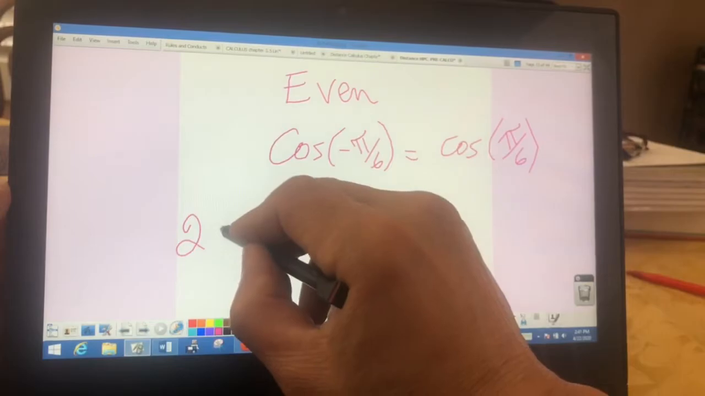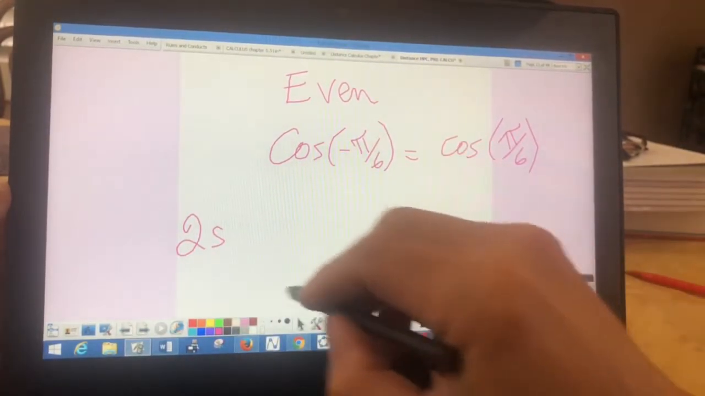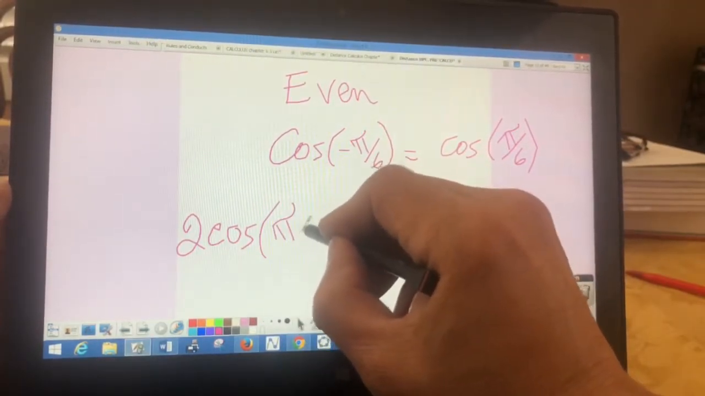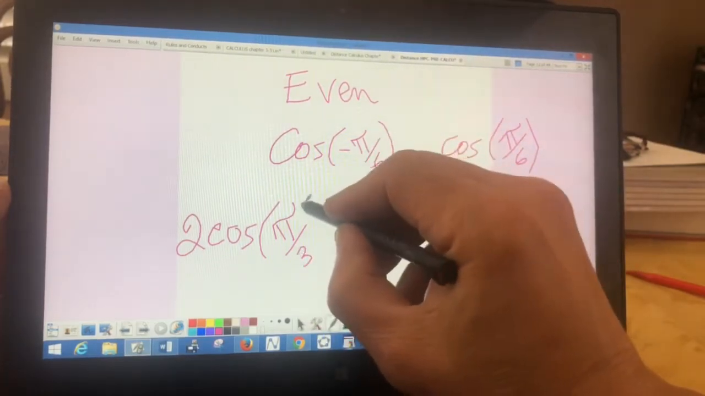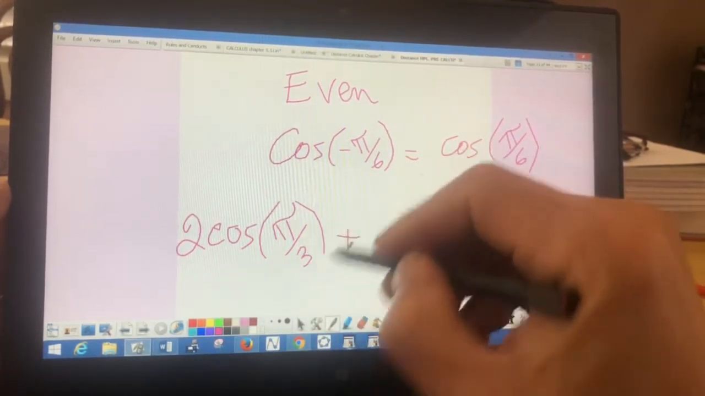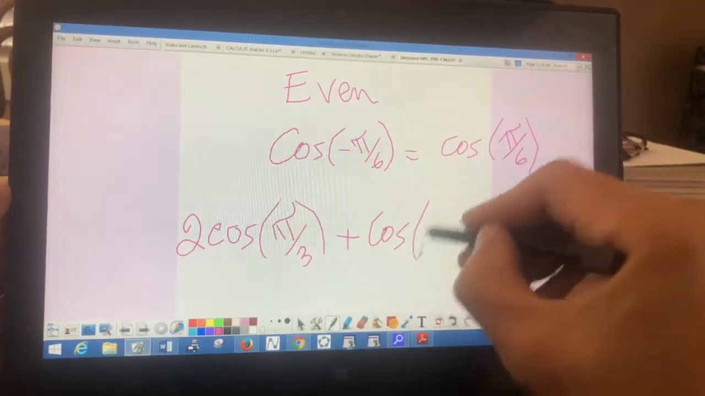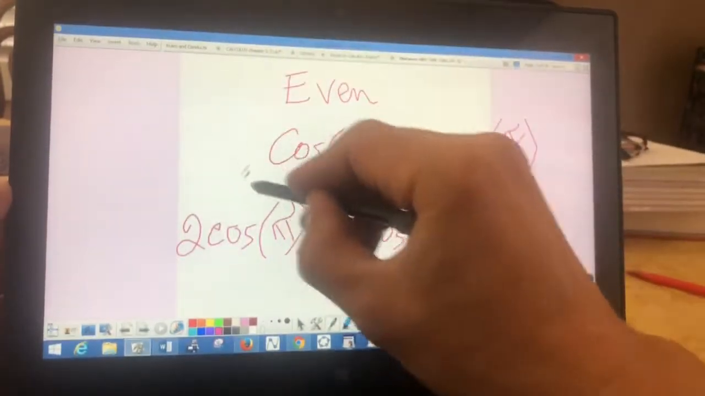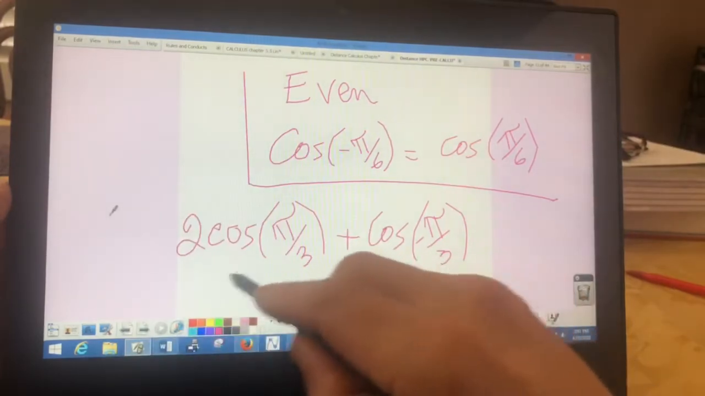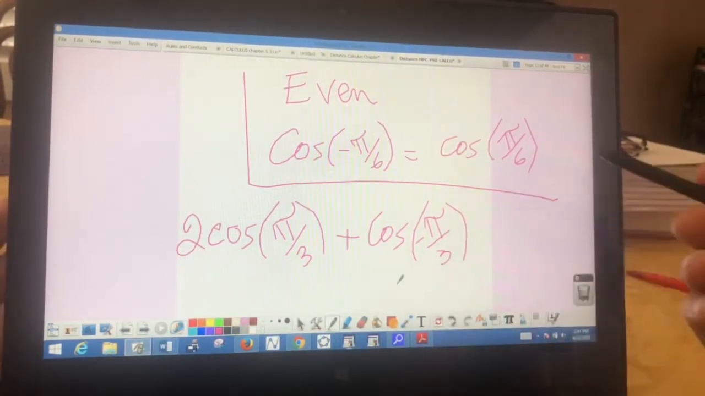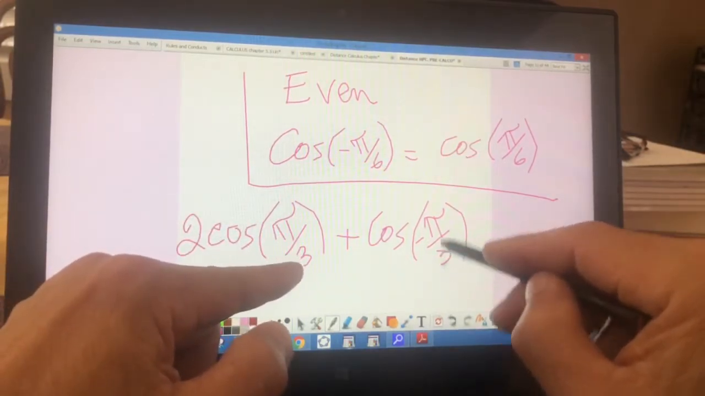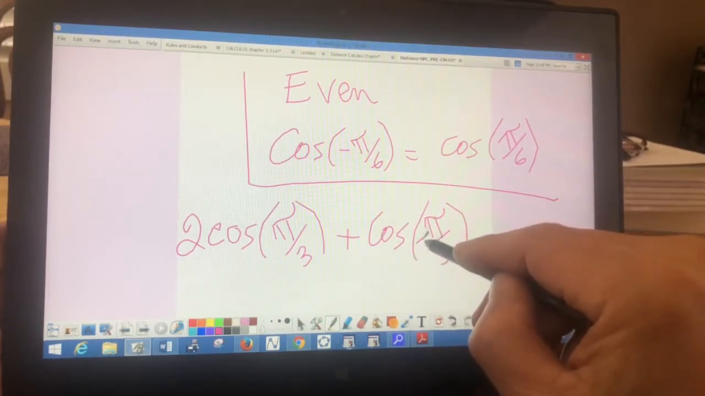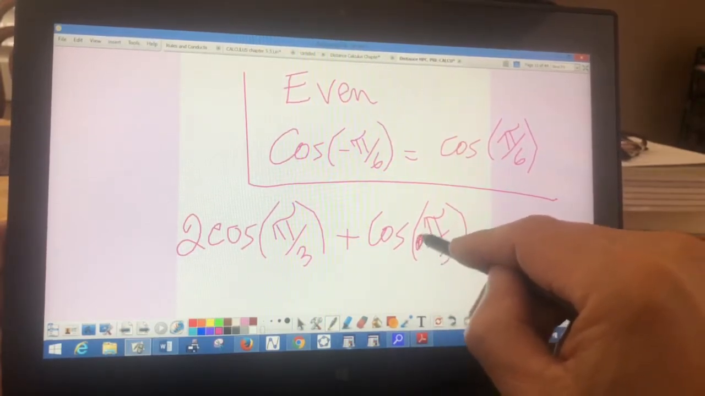So if I have 2 cosine of pi over a random angle, so over 3, plus cosine of negative pi over 3. Okay, that's not related to that one. This is a new example. So if I look at this, I go, okay, how can I simplify it? Well, these two angles are not the same, but knowing my cosine is even, this does not matter. So you can make that disappear.